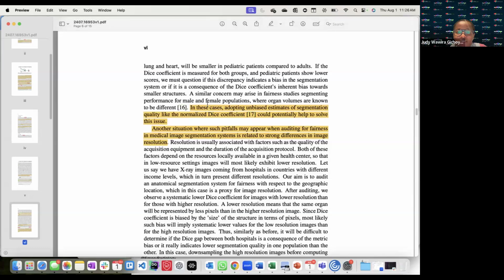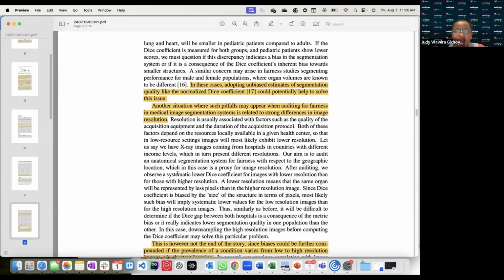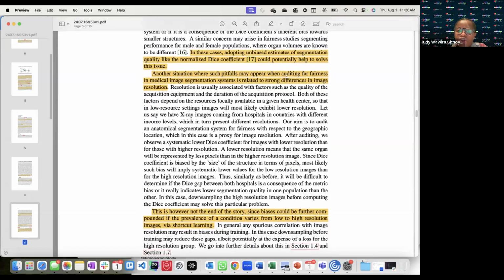In these cases, adopting unbiased estimates of segmentation, like the normalized dice coefficient, could potentially help solve this issue. And then another one is the strong differences in image resolution, right? I drew that picture of a mammogram, and you can see that sometimes the hospitals, now this is a pretty sensitive issue, because the newer equipment tends to have higher resolution. And in medical imaging, you also have to think about film versus non-film imaging. Back in my village, they would have lower resolution imaging. It's just like the generation of your iPhone or Android phone.